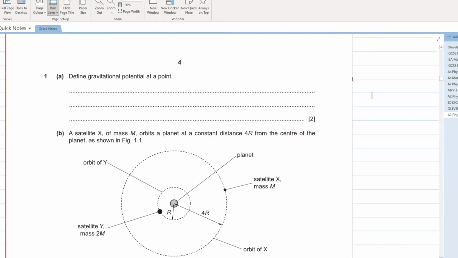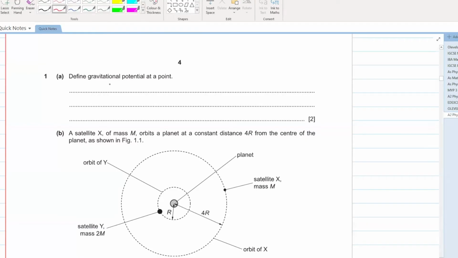Define the term gravitational potential. Yes, you have to define the term gravitational potential. How will you define it? Work done per unit mass in moving a mass from infinity to any point in the gravitational field. It is a very easy definition. What will you write here?